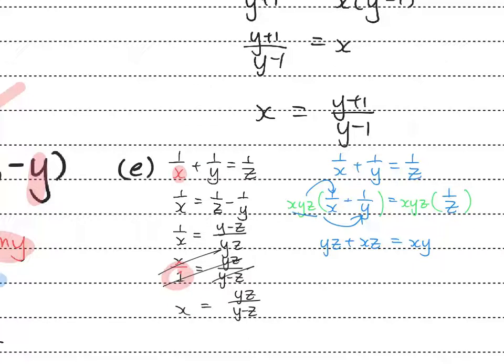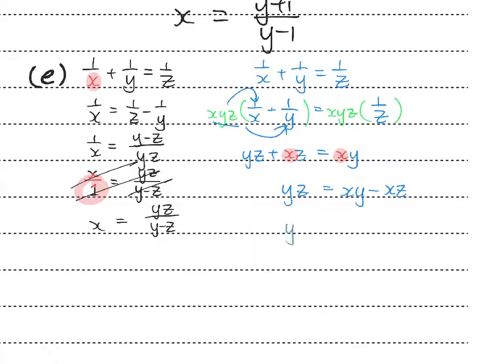Now after this operation, no more fractions appear in the equation. We only have a polynomial equation. Now x is here, so I try to group the x together on one side. So yz is equal to xy minus xz. Factorize: the right hand side is x times (y minus z). Divide: yz over (y minus z). So x will be equal to... x should be written on the left hand side, others on the right hand side.